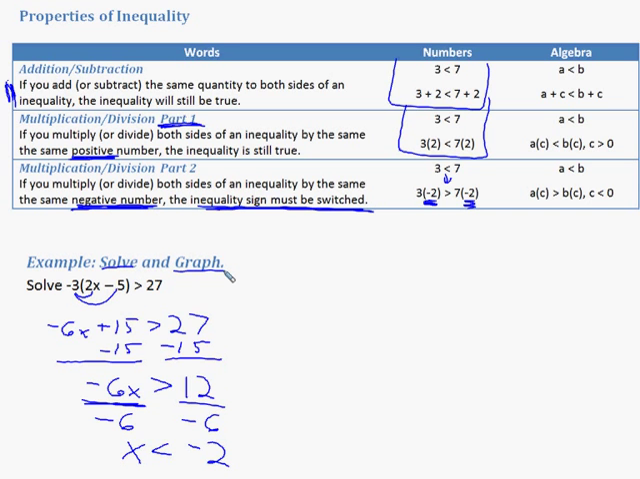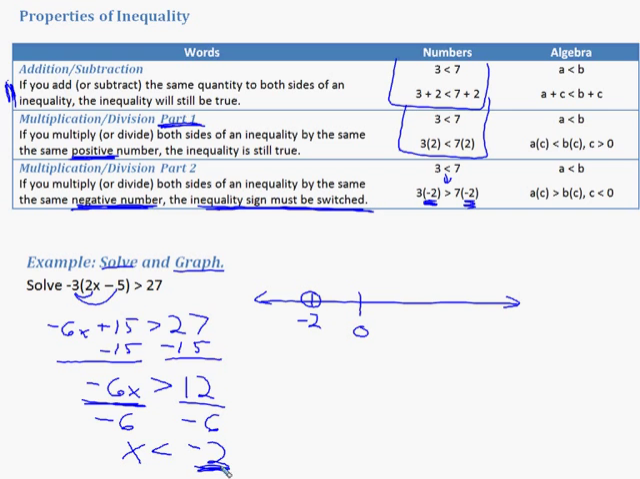So what we're going to do is sketch a number line. Here's 0. We'll put -2 over here. And we want to graph x is less than -2. So we want all values less than -2. Well, that's to the left of -2. So what we do, we put a circle around -2 because that's the point we're dealing with.